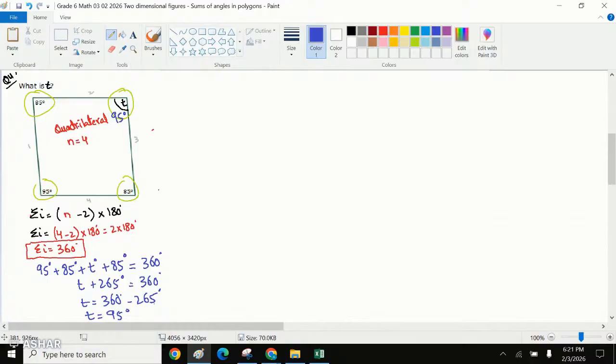So we already knew that the sum of interior angles of a quadrilateral is 360. Just to prove it, we used the formula, right? And the formula also gave us the same answer, that was 360. Okay, moving ahead.